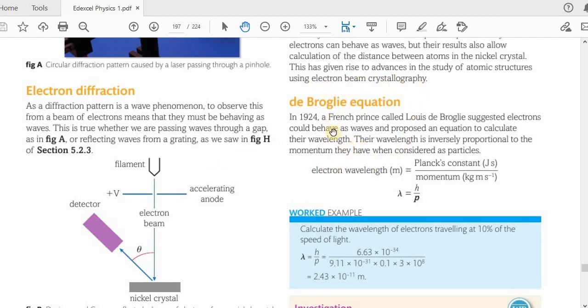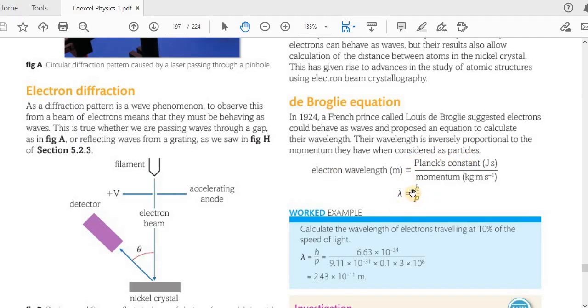Okay, so let's go to the next one, the de Broglie equation. You should know this. In 1924, a French prince called Louis de Broglie suggested electrons could behave as waves and proposed an equation to calculate their wavelength. This is very important. Their wavelength is inversely proportional to the momentum, because h is a constant. Their wavelength is inversely proportional to the momentum they have when considered as particles.